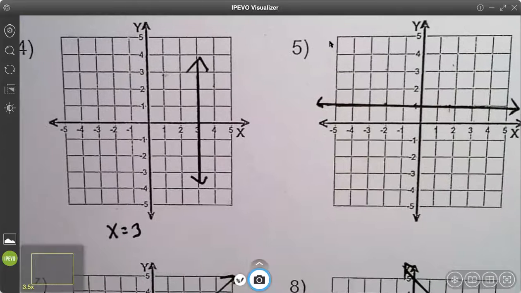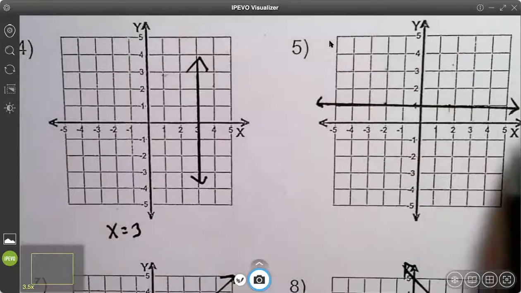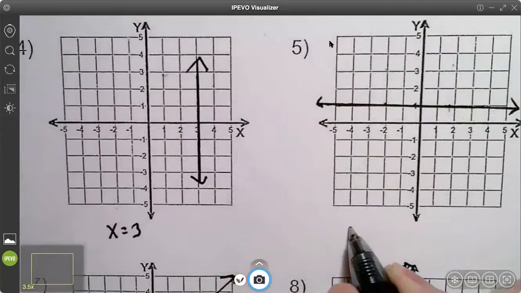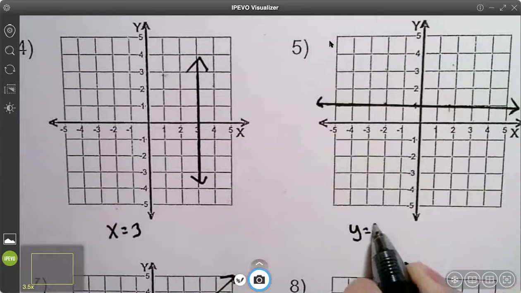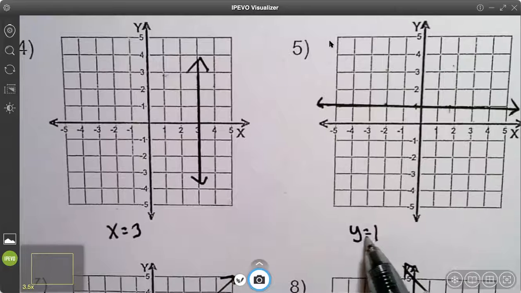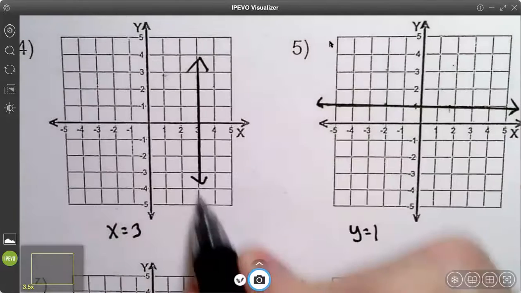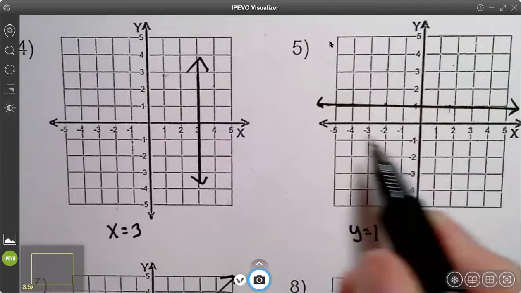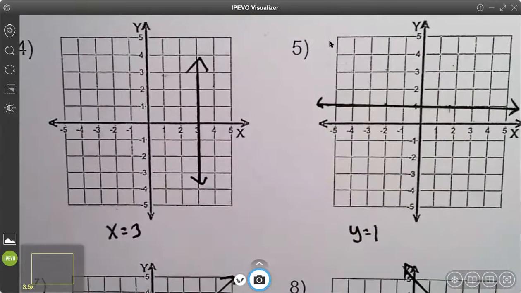Try number 5, where you have this horizontal line. When you have a horizontal line going through the y-axis, that tells you the y-intercept. So you just write y-intercept equals 1. Vertical lines are x equals whatever the x-intercept is. Horizontal lines are y equals whatever the y-intercept is.